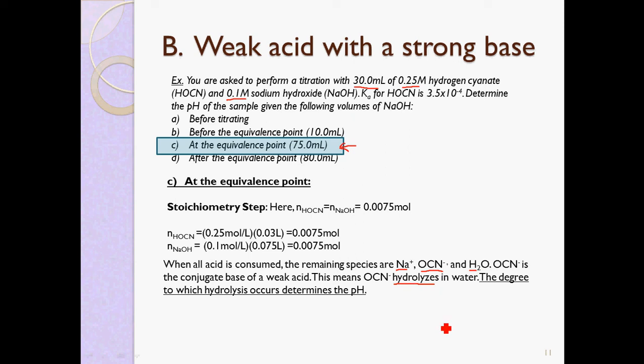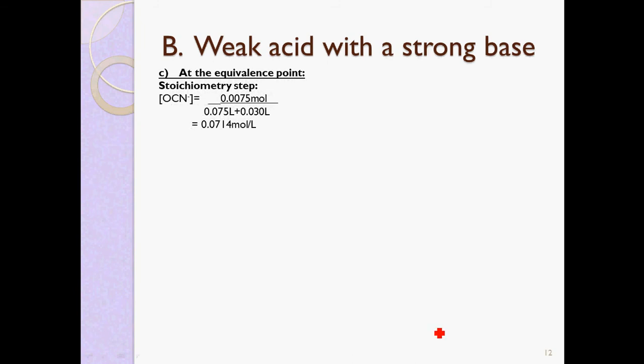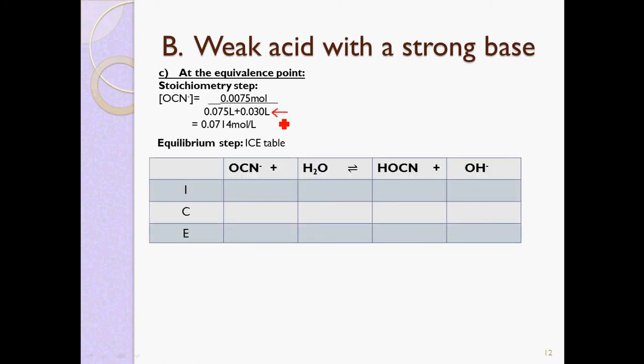And when it hydrolyzes the water, we produce our base. And once again, if we're looking for a base in our equation, we can't use Ka anymore. We need to use our Kb value. So at equivalence point, our new concentration of OCN negative, always remember, we've mixed two solutions together, so we need our total volume. And we're going to put them into our ICE table.